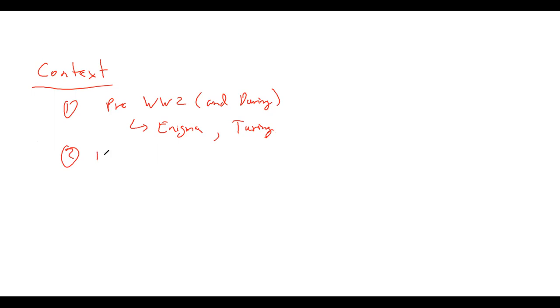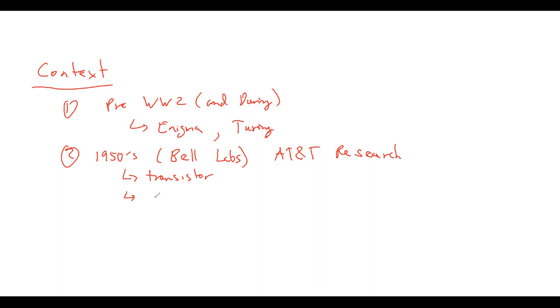And then in the 1950s, we have two events that are really important, both of them at Bell Labs, which, if you don't know what Bell Labs is, was the AT&T research lab. Then we had two things that are very important for computing: the transistor, and also information theory, which back then was called communication theory. Information theory was developed by a gentleman named Claude Shannon.